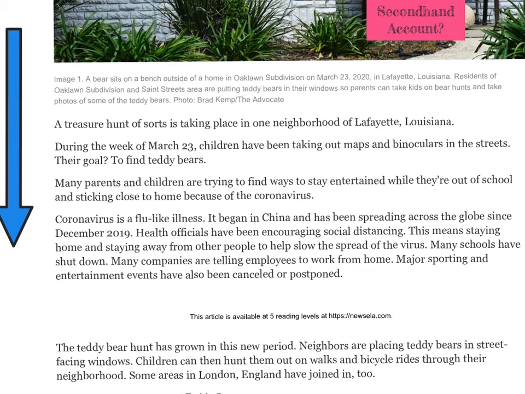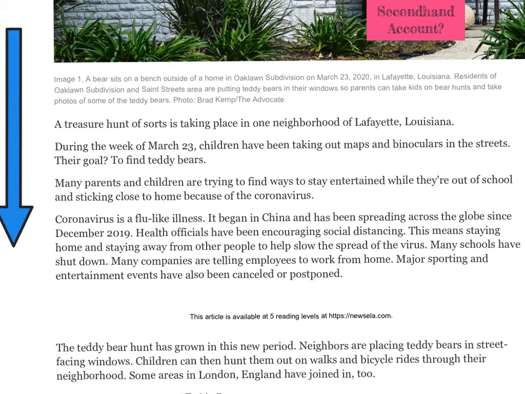All right, so let's go back to our text, and please use your chat to fill in the blank. A treasure hunt of sorts is taking place in one neighborhood of Lafayette, Louisiana. During the week of March 23rd, children have been taking out maps and binoculars in the streets. Their goal? To find Teddy blank. Many parents and children are trying to find ways to stay entertained while they're out of school and sticking close to home because of the coronavirus.